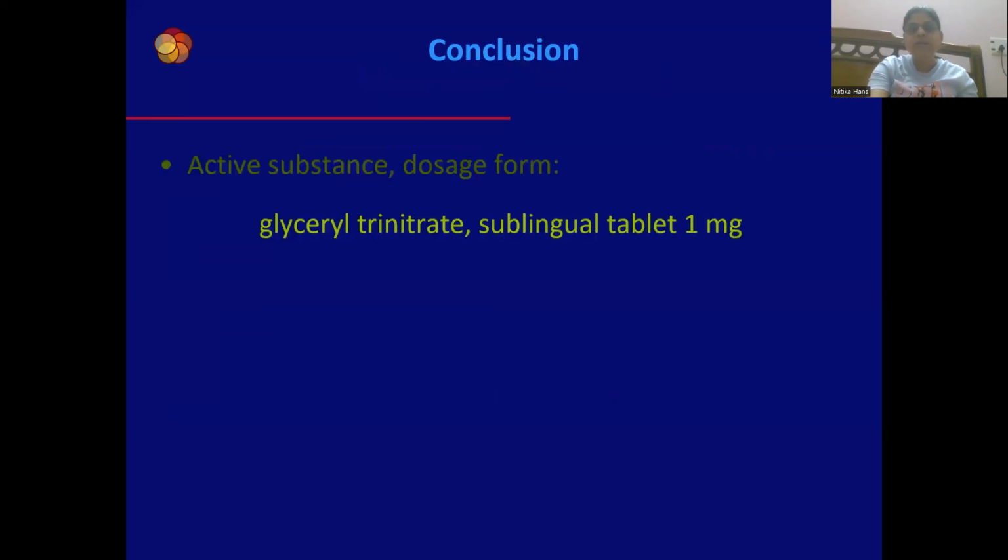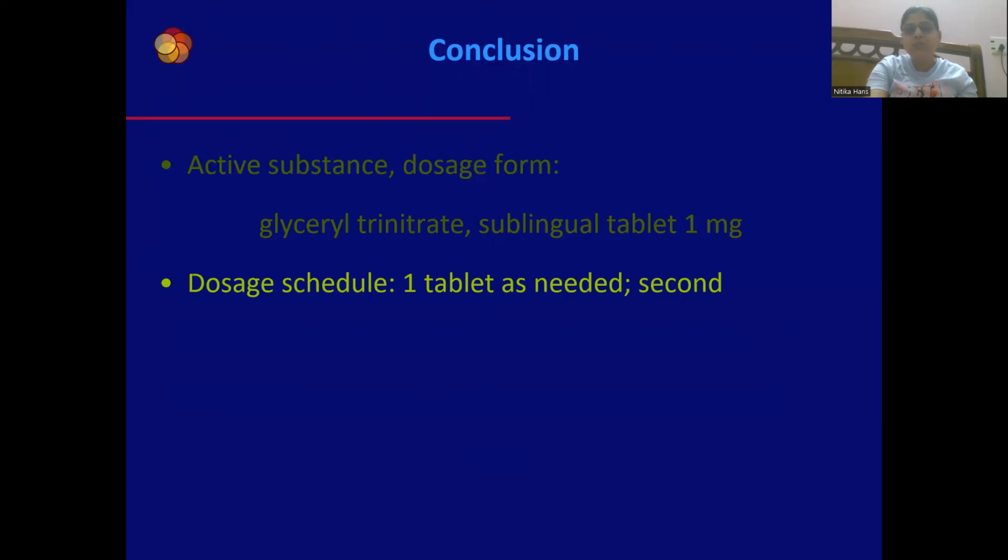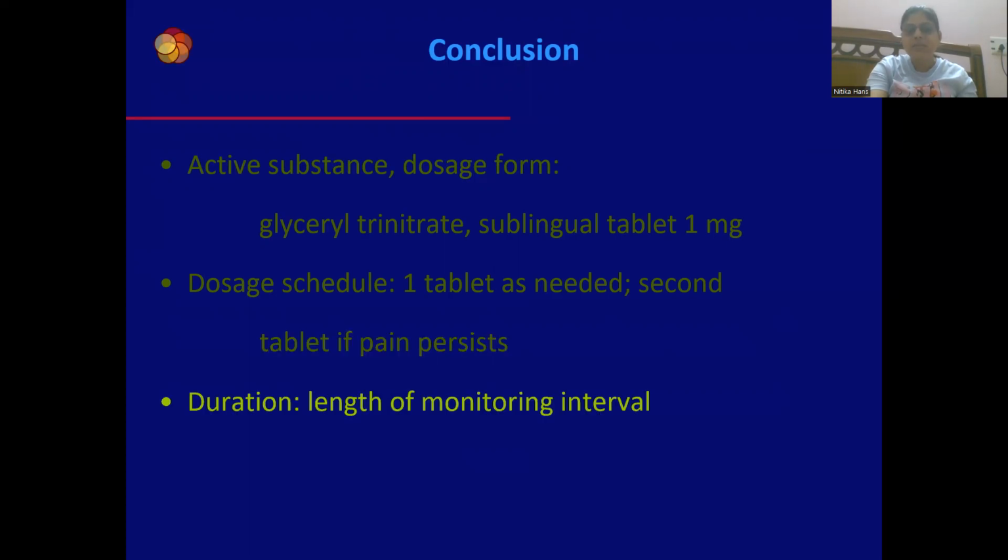Conclusion: active substance, dosage form. Active substance is the glycerol trinitrate. Dosage form is sublingual tablet 1 milligram. Dosage schedule is 1 tablet as needed. Second tablet if pain persists. We can give glycerol trinitrate 1 tablet as needed. Second tablet if pain persists.